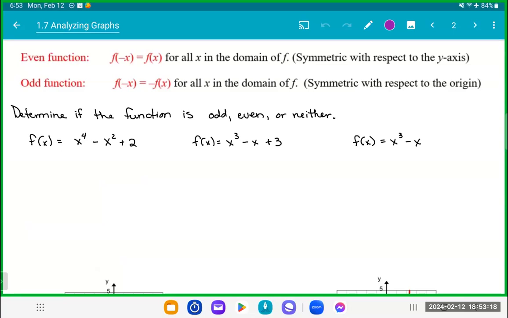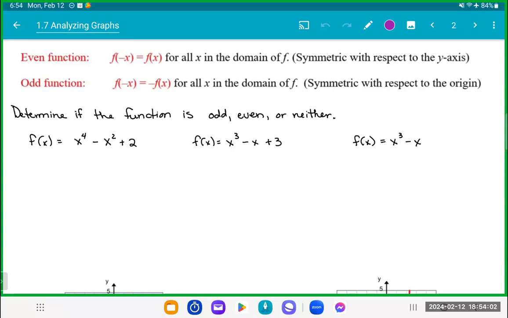Okay. And so what does that mean? That means that for an even function, when I plug negative x into my equation and simplify, I get the exact same equation. It means I'm symmetric with respect to the y-axis. If it's an odd function, when I plug in a negative x into my equation, all of the terms change to the opposite sign. Okay. And so we have a few examples here that we'll look through to help us understand odd and even functions better.